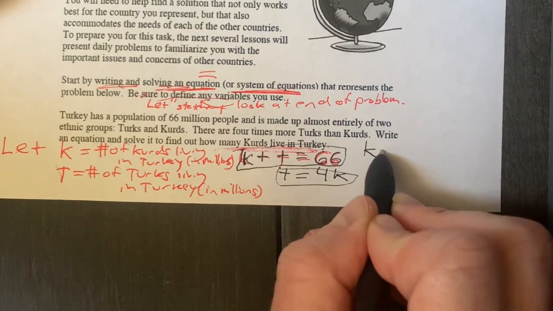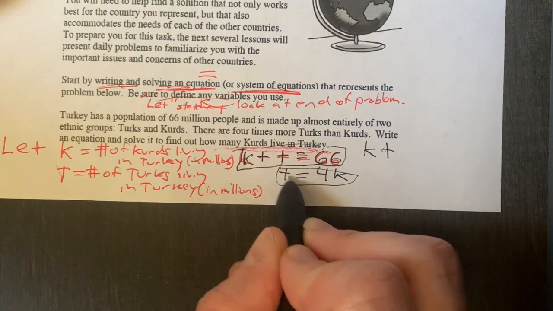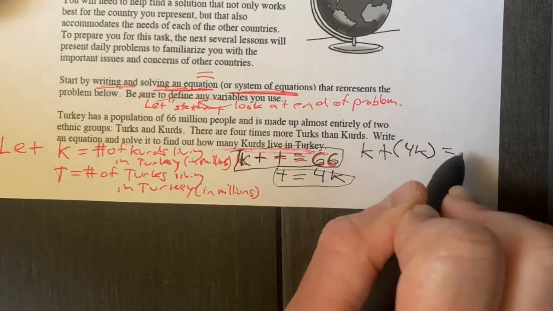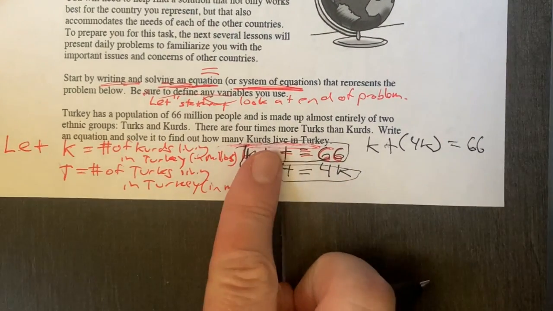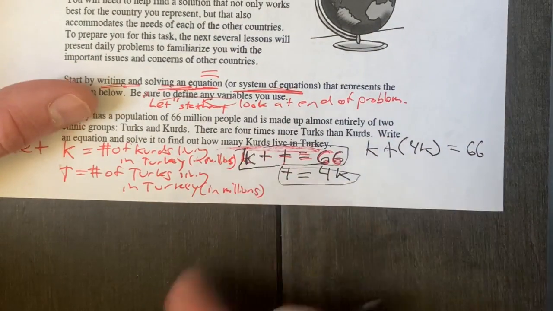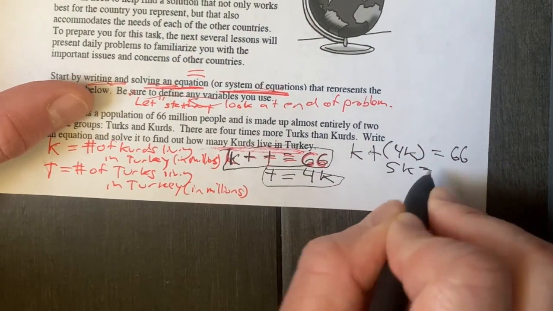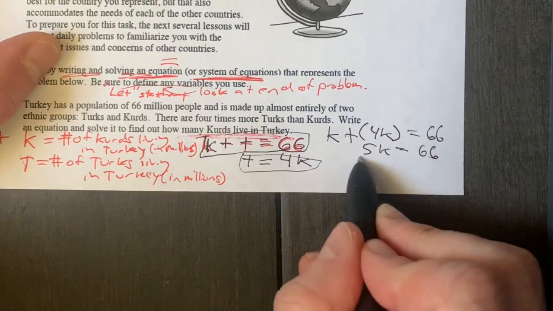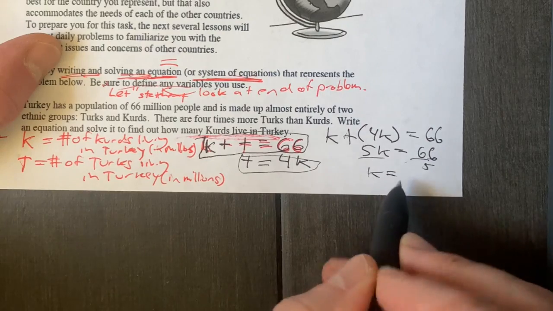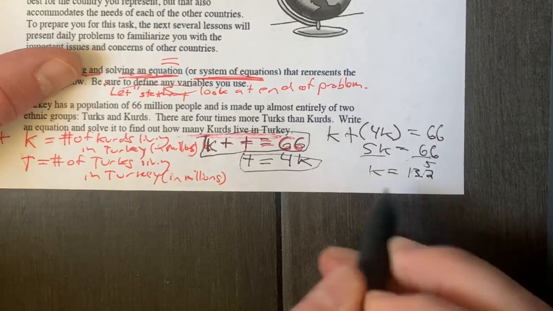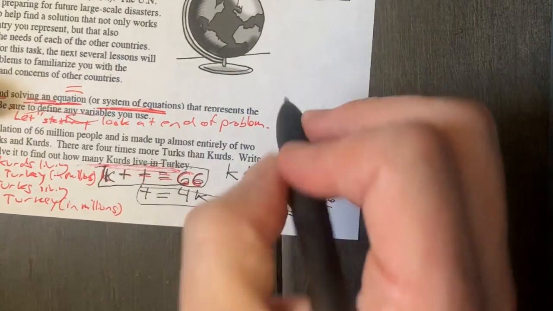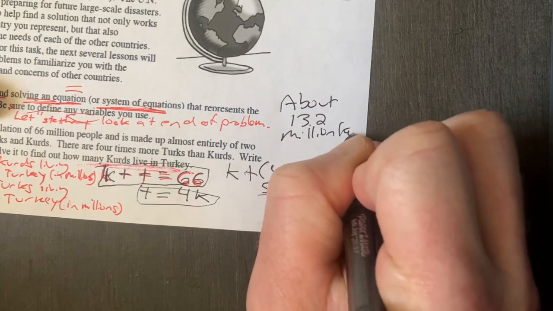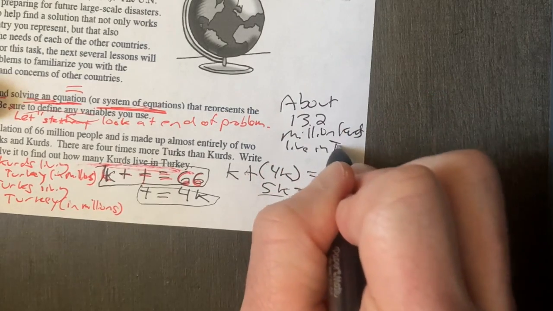So I got k, and because t is already isolated here, it equals 4k. I'm going to substitute 4k in for t and equal to 66. And this is nice too because we're trying to find out how many Kurds we have. So we just need to solve this. 5k equals 66. And I'm going to divide by 5. And I'm going to get 13.2. So my solution to this one here is about 13.2 million Kurds live in Turkey.